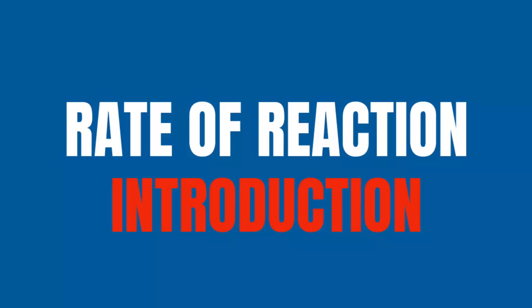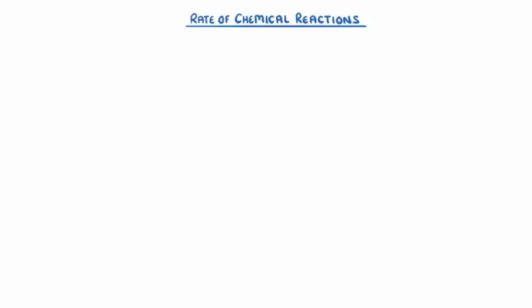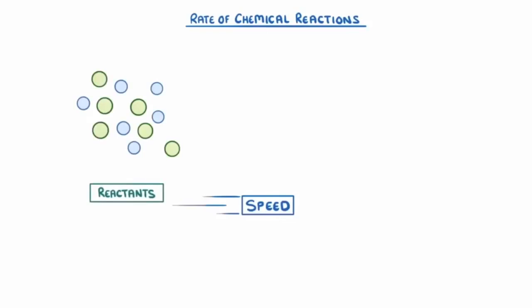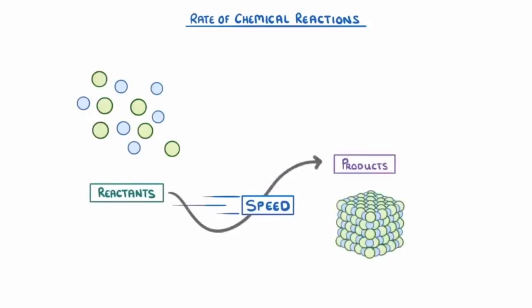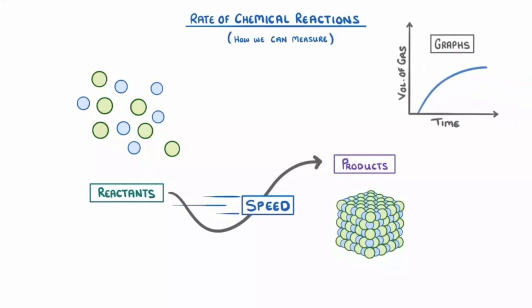I want to talk about the rate of chemical reactions, the speed at which the reactants turn into products. But how can we measure this rate of chemical reactions? Let's go ahead and take a look.